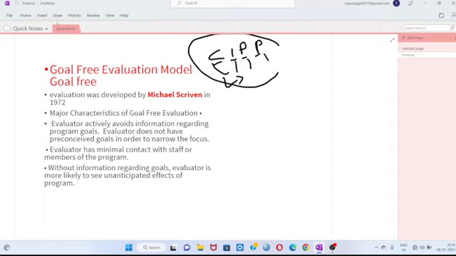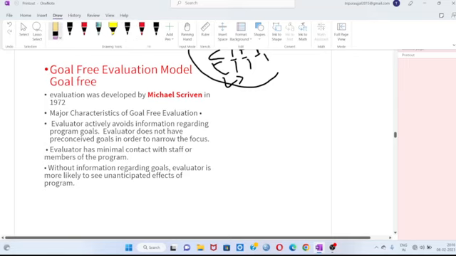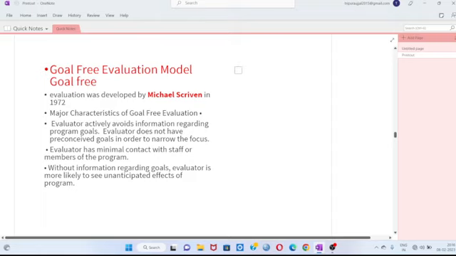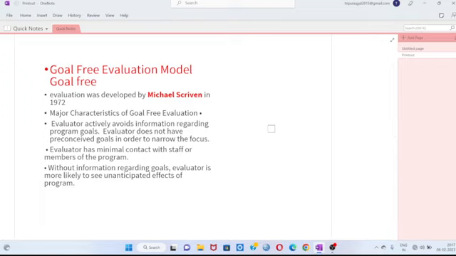Okay. So now another theory we are going to. This is goal-free evaluation. Goal-free evaluation model, it is something like that. Now, goal free. There is no goal. It means the goal is free for evaluation. There is no need of any goal.